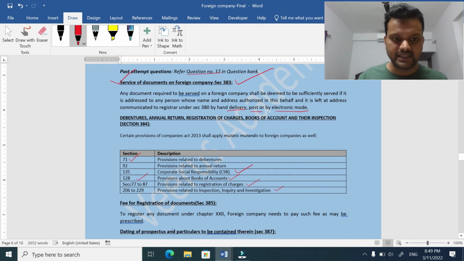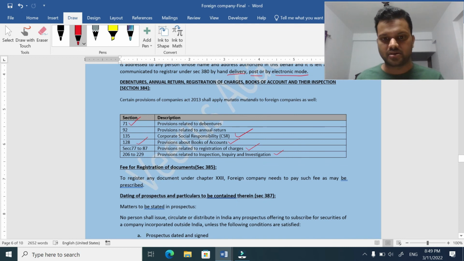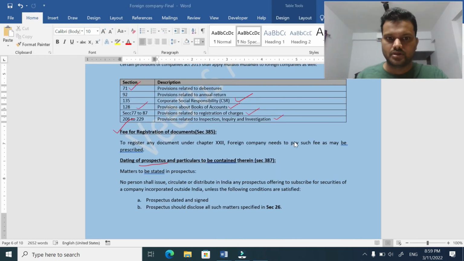And section 385, fee for registration of documents. Wherever registration of a document is required, there is some prescribed fee. Every foreign company needs to pay that fee as well along with the documents. That is about section 385. Till now we have discussed up to section 385. There are other provisions also in the foreign company chapter, that is section 387 to section 393A, that we will discuss as part of part 2.